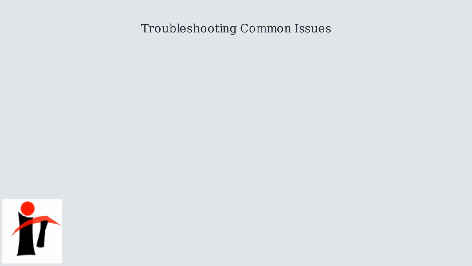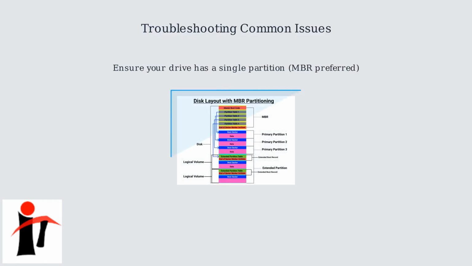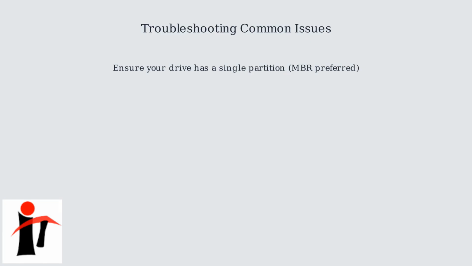If you're still encountering USB formatting errors in your Tesla Model 3, there are several troubleshooting steps you can take. First, ensure your drive has a single partition using MBR partitioning, which is the most compatible format for Tesla's system. Second, avoid using encrypted drives, as Tesla's infotainment system cannot decrypt them. This is a common cause of recognition failures.